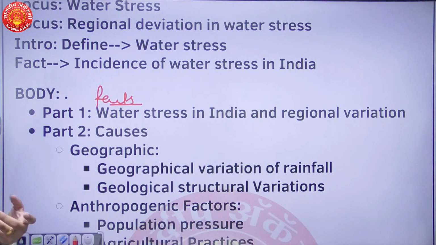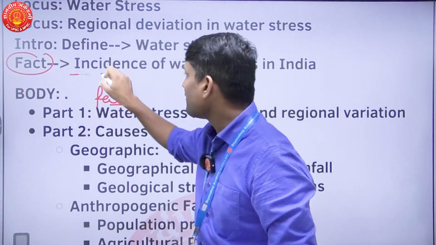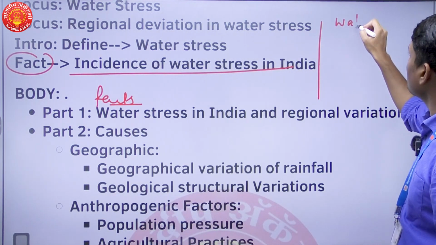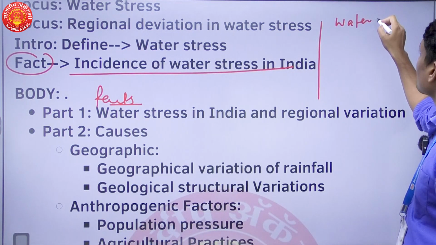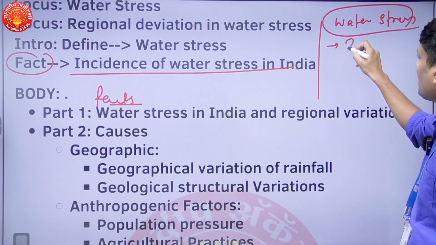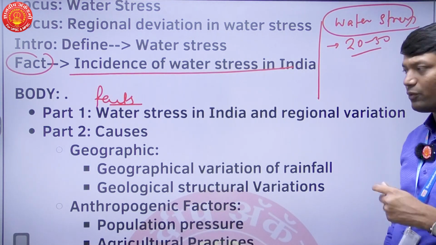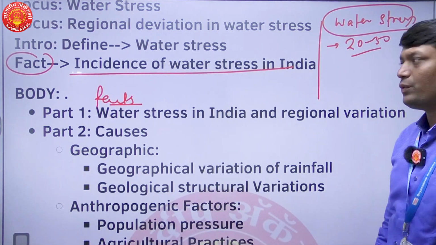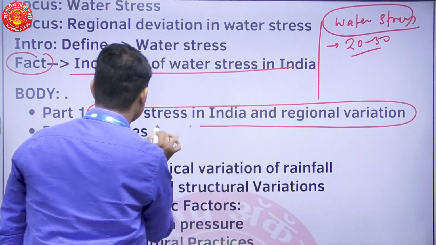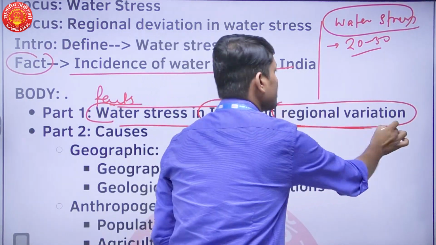Another way which I find is also going to work is to mention a fact in the introduction, then in the body part first mention what has been asked, that is what is water stress. Give around 20 to 30 words description on water stress, what exactly water stress means. Here I am also going to write regarding the water stress condition in India and what regional variation we find.